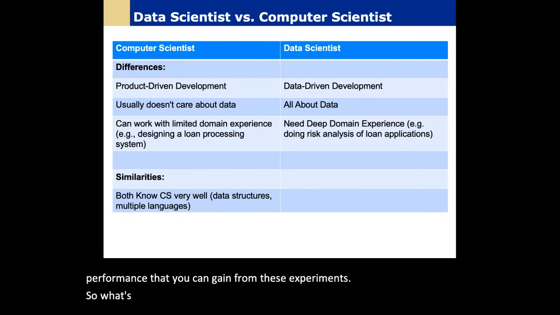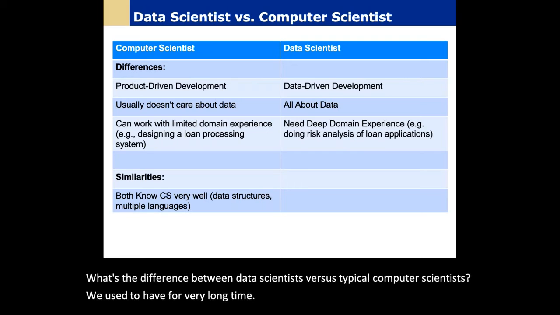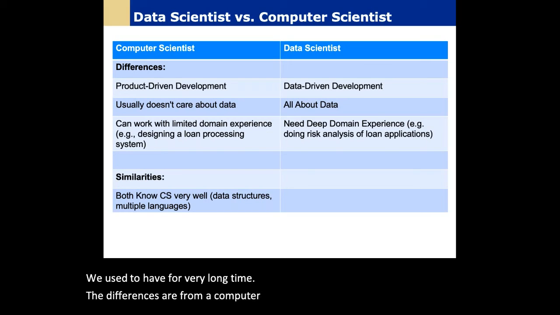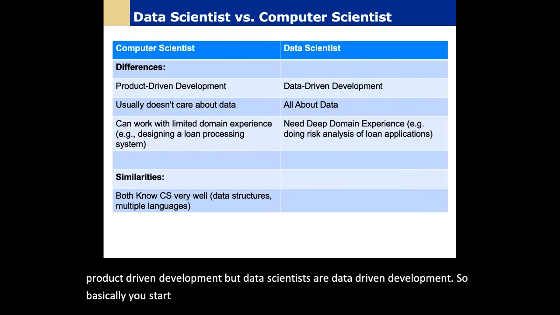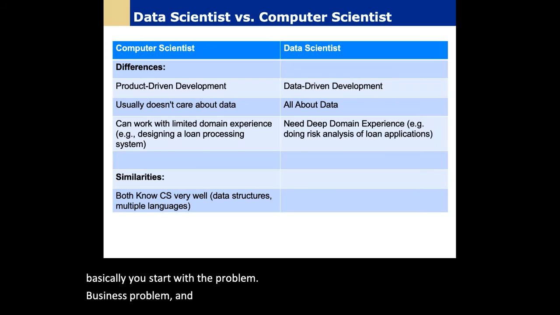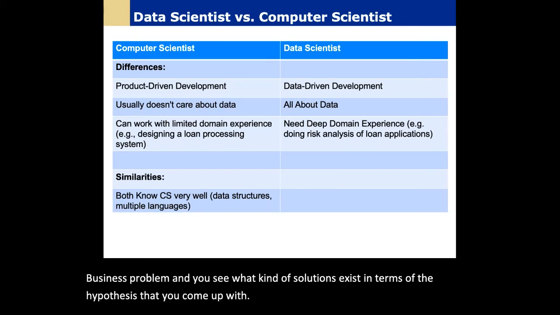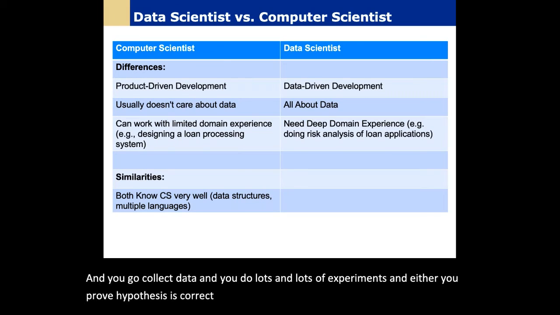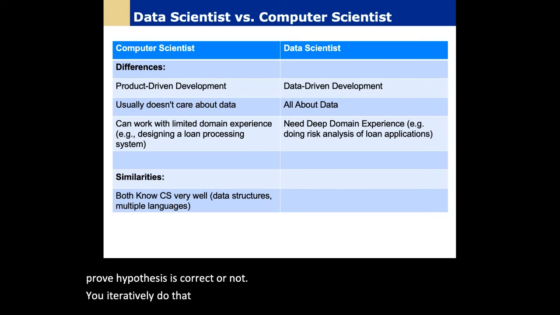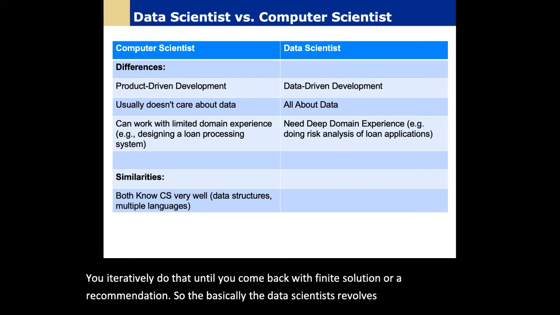So what's the difference between a data scientist and a typical computer scientist we used to have for a very long time? The difference is that a computer scientist background pretty much builds product-driven development, but data scientists do data-driven development. Basically, you start with a business problem, and you see what kind of solutions exist in terms of the hypothesis that you come up with, and you go collect data and do lots and lots of experiments, and either you prove the hypothesis is correct or not, and you iteratively do that until you come back with the final solution or a recommendation. So basically data science revolves around data-driven development.